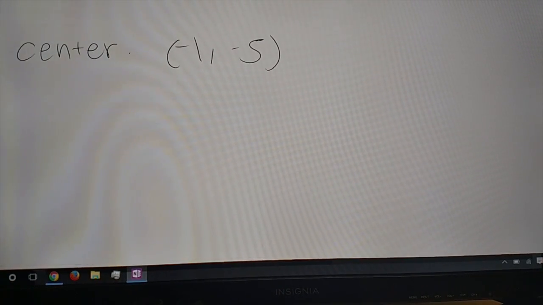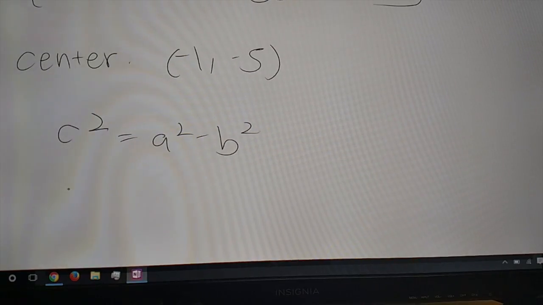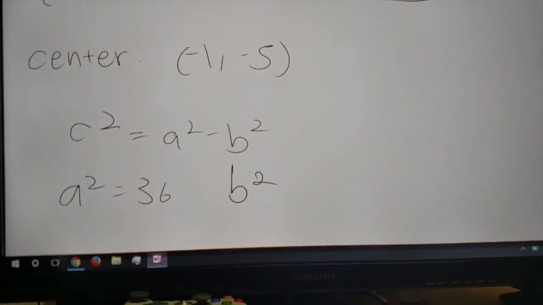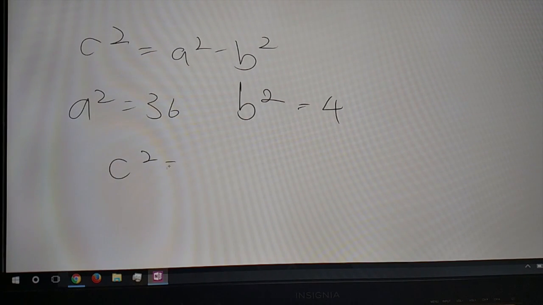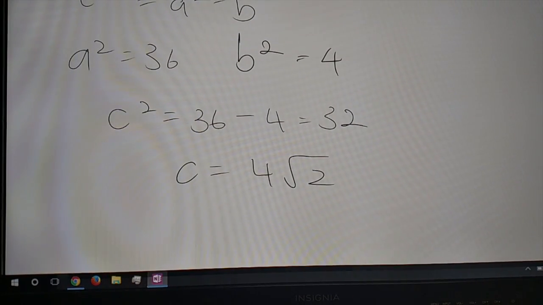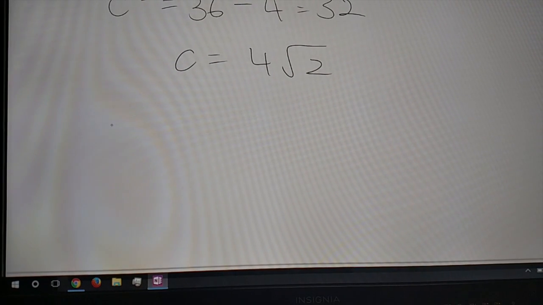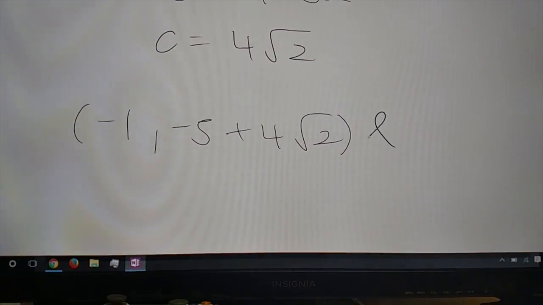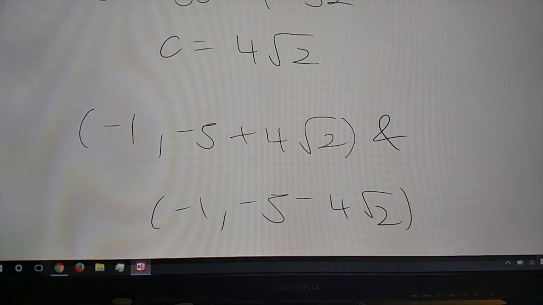To find the distance c of the foci from the center, you use the equation c squared equals a squared minus b squared. And then you would know that a squared equals 36, and then b squared would be 4. Then you would plug in a and b to solve for c. So you get c squared equals 36 minus 4 equals 32. And then you simplify that, and then you get 4 root 2. And then finally, you add c to the y coordinate to find the foci, and then you would get the following answer: -1, -5 plus 4 root 2, and -1, -5 minus 4 root 2. And then that would be the foci of the ellipse.